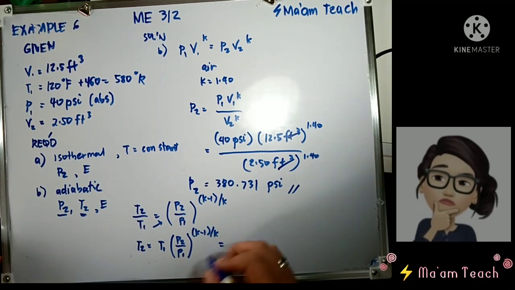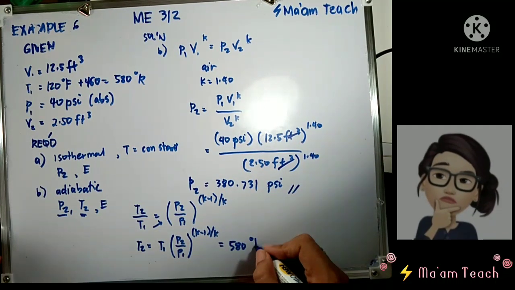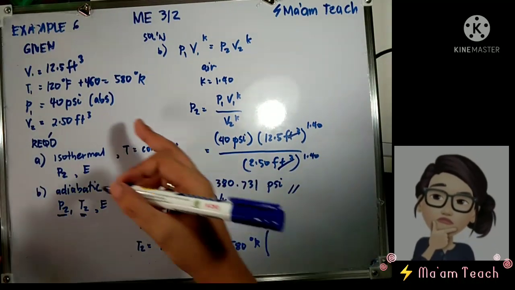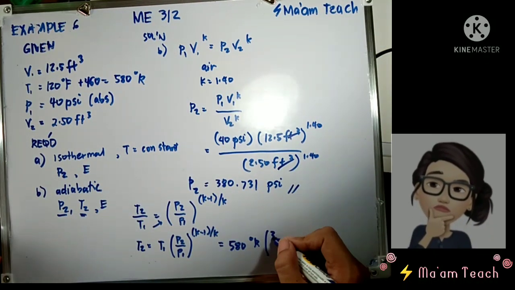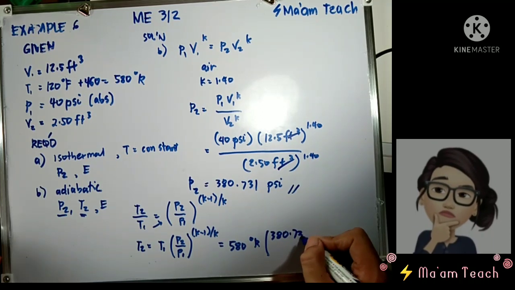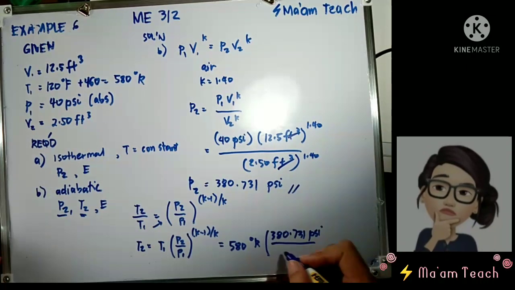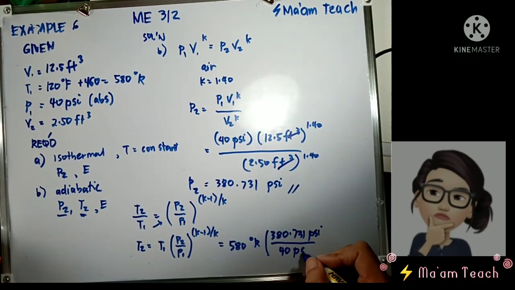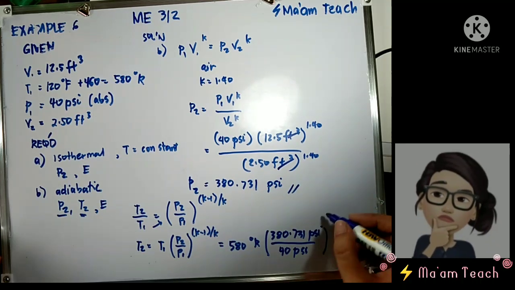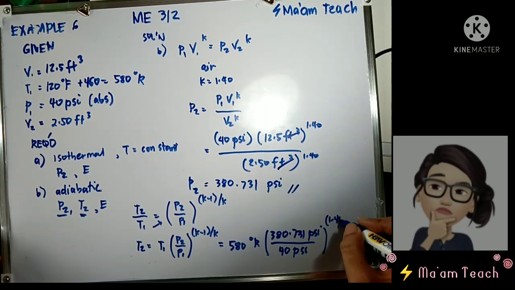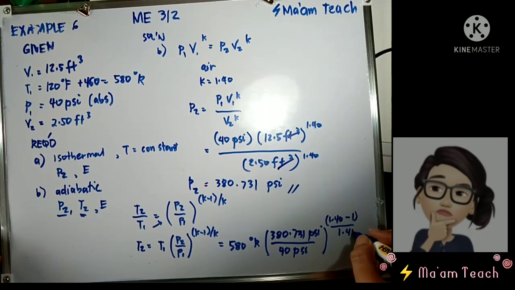Okay? So, let us substitute. Your T sub 1 here is 580 degree Rankine. Your P sub 2, we have already solved it earlier, 380.731 PSI all over your P sub 1, which is 40 PSI. Now, we have to raise this to this quantity K minus 1, so K is 1.40 minus 1 all over your K, which is 1.40.